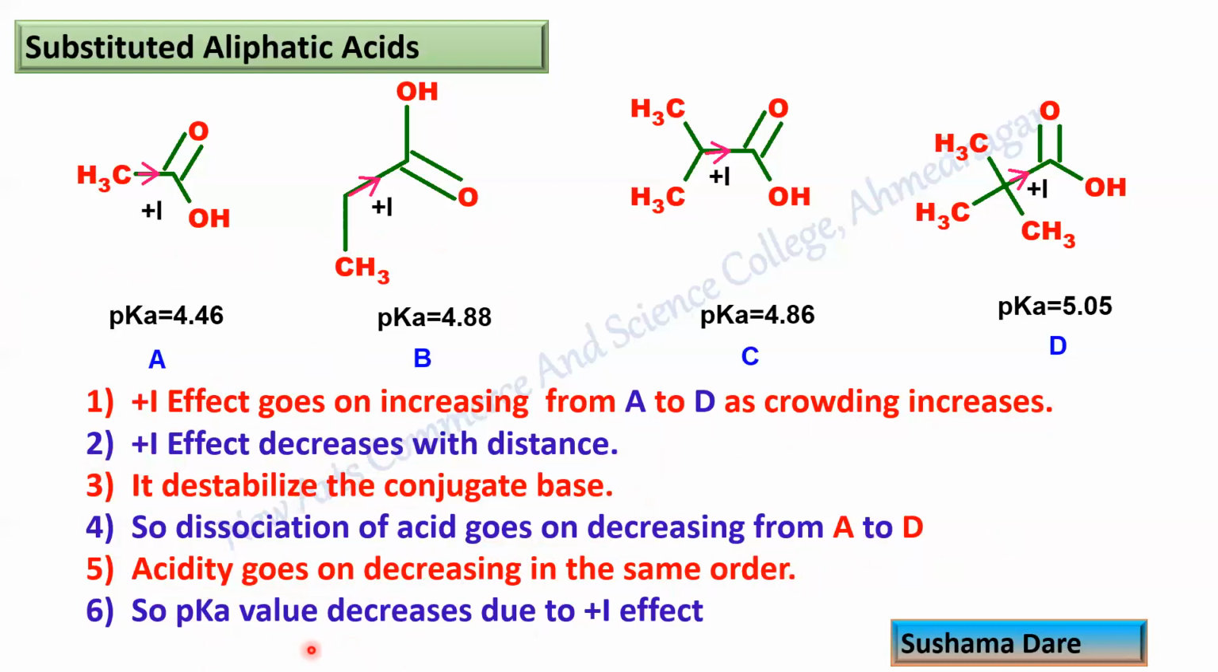So the pK value decreases. Instead of decreases, you write here that the pK value increases due to plus I effect. So you correct this thing: the pK value increases due to plus I effect.